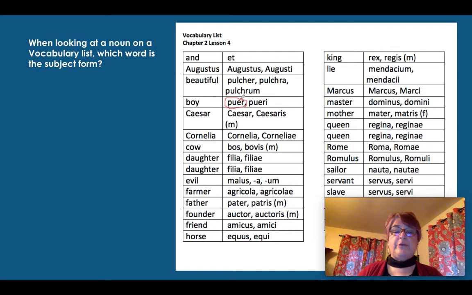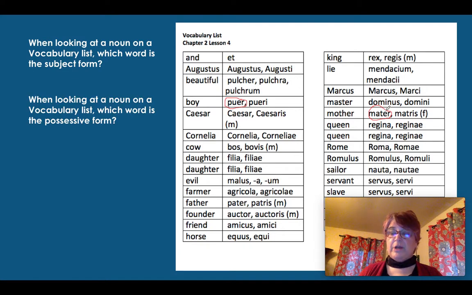If I want to know what the subject form is for the word mother, for example, which is on the list here, and I look at the vocabulary entry, I see that mater is the subject form of mother. So you will always look at the first word, and from it you will know the subject form.